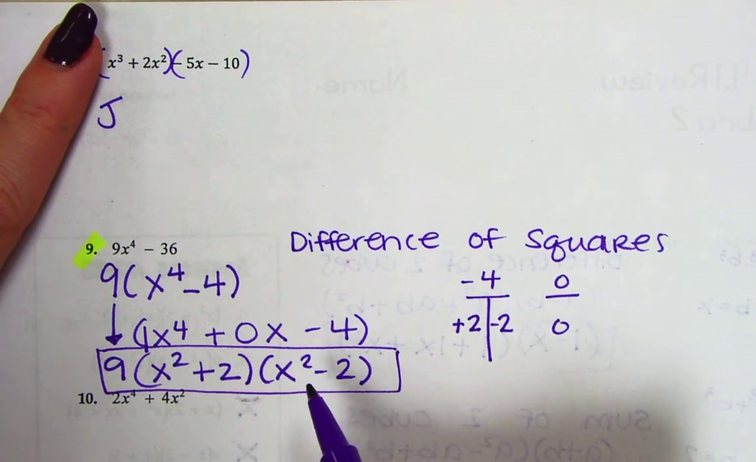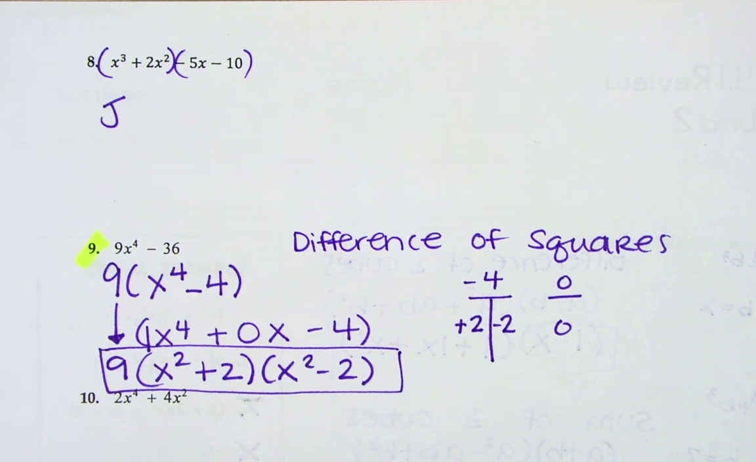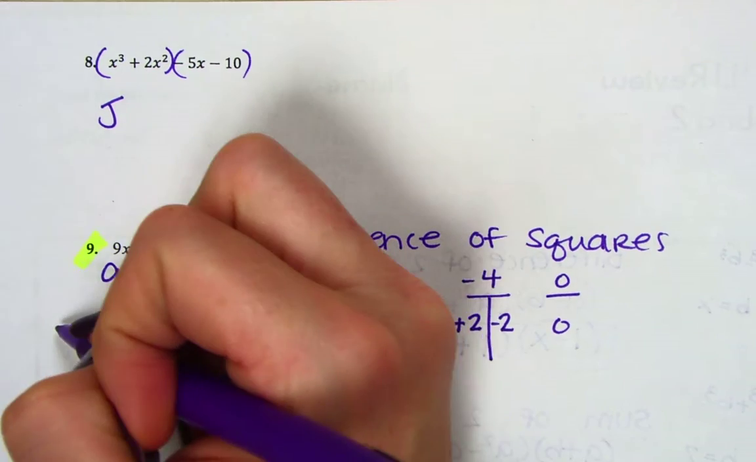The only thing different about this that we haven't seen before is that it was x to the 4th power, but that's still a squared. And you can still do it the same way. And that was answer choice B.